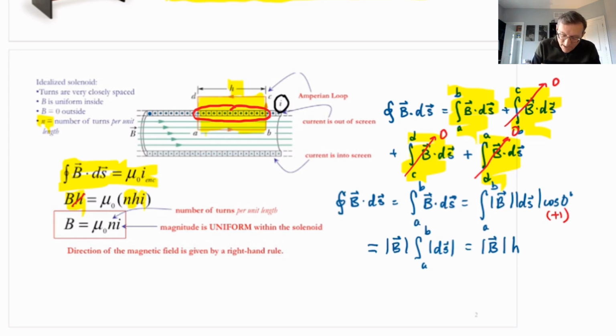Notice there's an h on both sides. I can divide it out. So that choice of how long that Amperian loop was does not determine the answer for B.